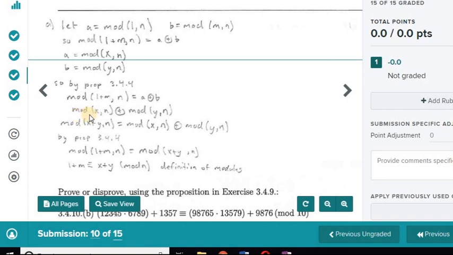Right. Now here then you write mod(x plus y, n) equals mod(x, n) circle-plus mod(y, n). That's true. Why? Well, that's true by proposition 3.4.4. But I don't know if the by proposition 3.4.4 refers to this up here or this down here. I really can't tell. Now, if they put by proposition 3.4.4 over here, I would know. Okay. All right, and then here this comes, but I don't see how this follows.